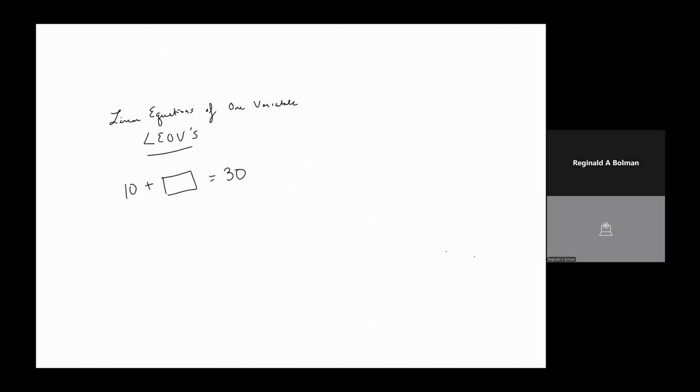And in this instance, we know that, or we could guess, that the number 20 should go into the box because 10 plus 20 is equal to 30. And we said that the number 20 was the solution to the problem statement.